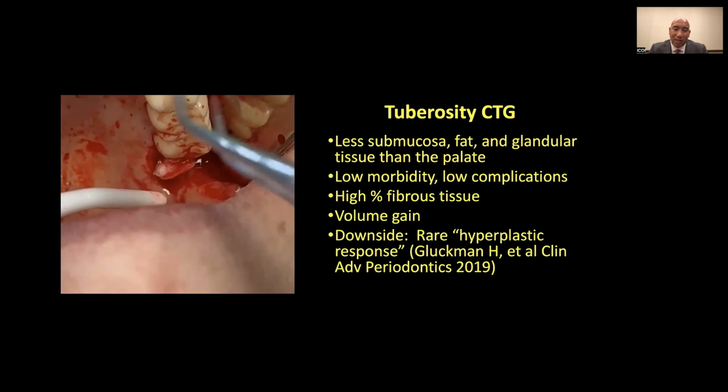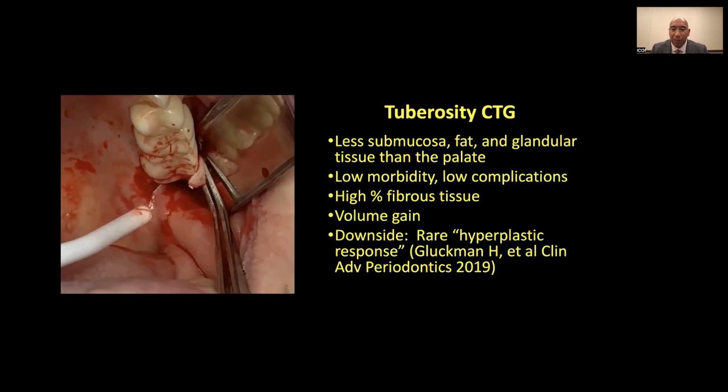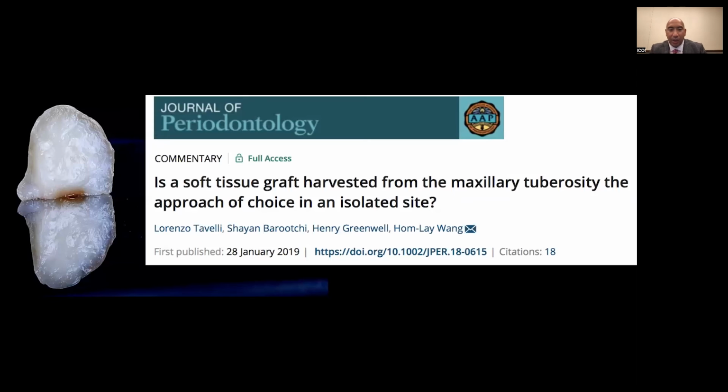The rare downside is that sometimes the tissue grows too well, and it keeps growing back. But I personally have not seen that happen. For more information, you can hit pause and check out this paper about tuberosity grafts.